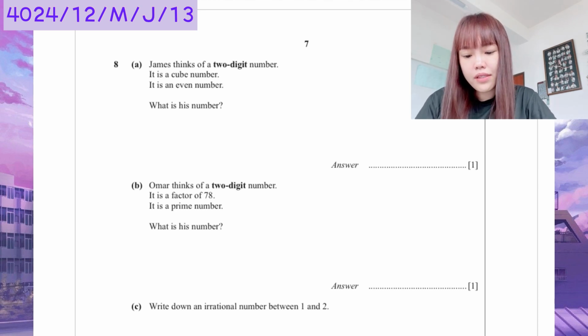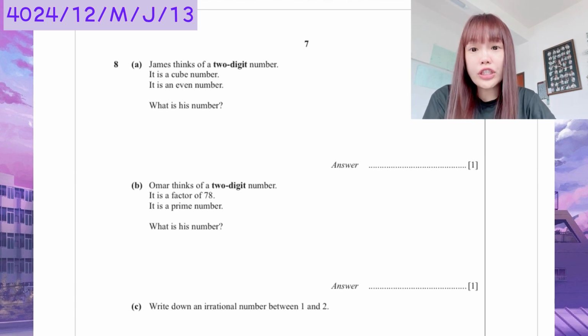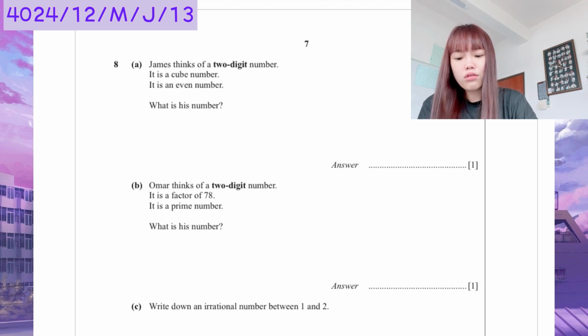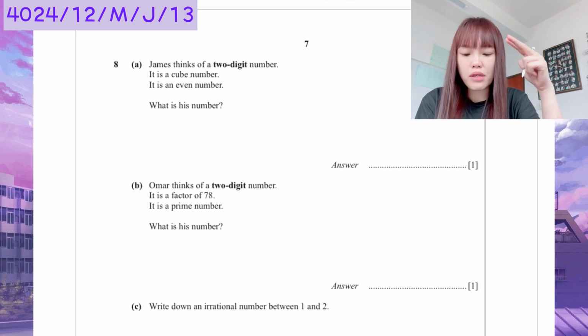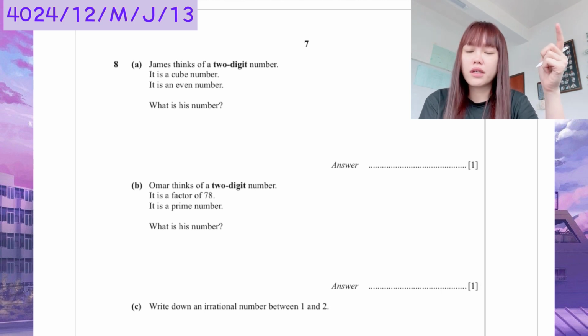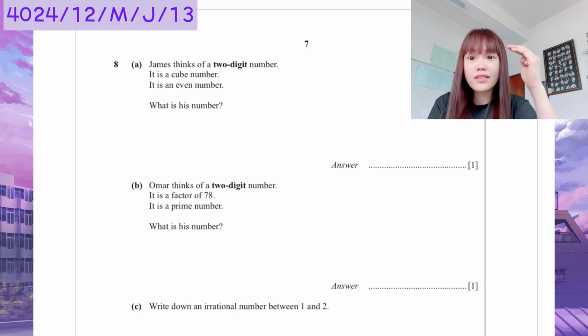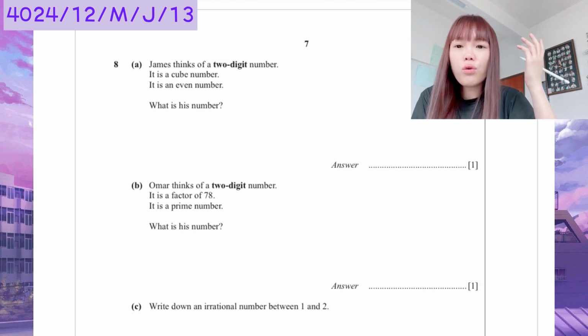Number 8, James thinks of a 2-digit number, okay, 2 numbers. It is a cube number, it is an even number, and what is his number. Okay, so this 2-digit number must be cube number and also must be even number. Okay, so maybe we can start off from the cube number to find out what is the even number within the cube numbers. Okay, so what is cube number?